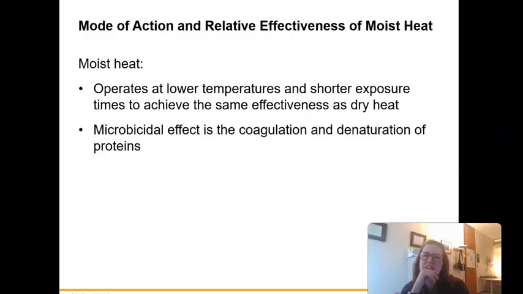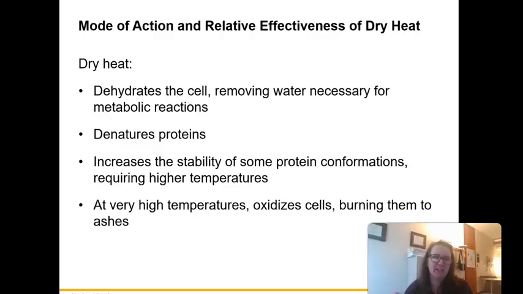Okay, so mode of action and relative effectiveness of moist heat. With moist heat, we can operate at lower temperature and short exposure times to achieve the same effectiveness as dry heat. So the moisture is going to aid. And what we know about autoclaves is that temperature can go up because of the use of steam to increase the pressure. The reason why moist heat works is because it is going to cause clotting and denaturation of proteins, so destroying proteins. Okay, dry heat. So we can dehydrate the cell.